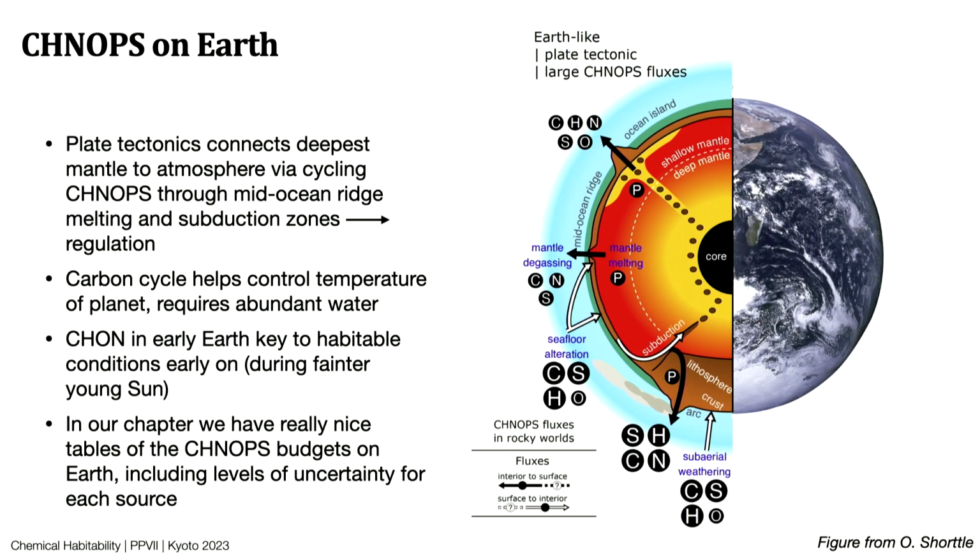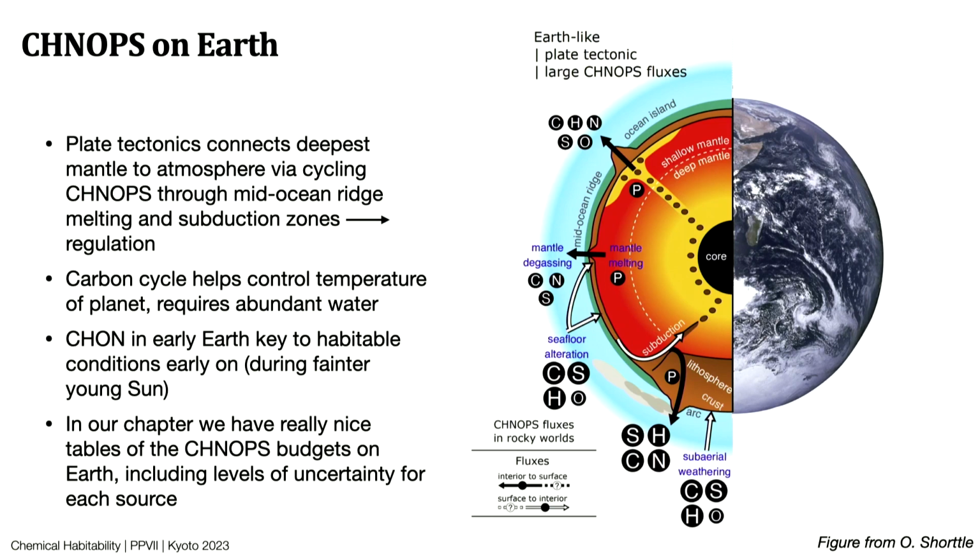The carbon cycle is this other key process. Earth is the only rocky planet in the solar system with a functioning carbon cycle, and this regulates the temperature of the planet, as we heard yesterday. This also depends on abundant liquid water to enable silicate weathering that sequesters the carbon dioxide in mineral form.